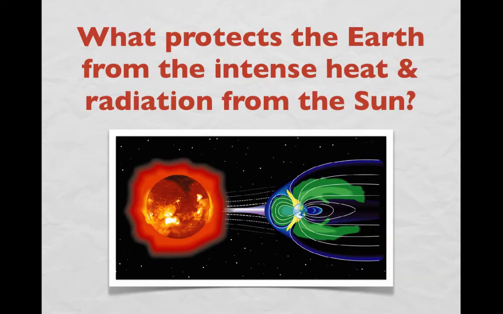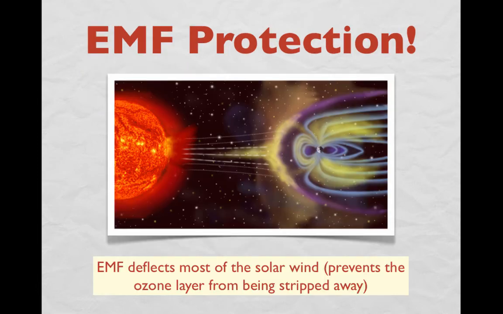One thing you might wonder is, what protects the Earth from the intense heat and radiation from the sun? You know that the sun is very powerful and it emits a lot of heat, and we can even feel the sun's warmth on our skin when we're outside during the day, but what is it that prevents the Earth from getting too hot? Yes, there definitely is the ozone layer that protects us, but there's something more than just the ozone layer. There's something called the Earth's magnetic field.